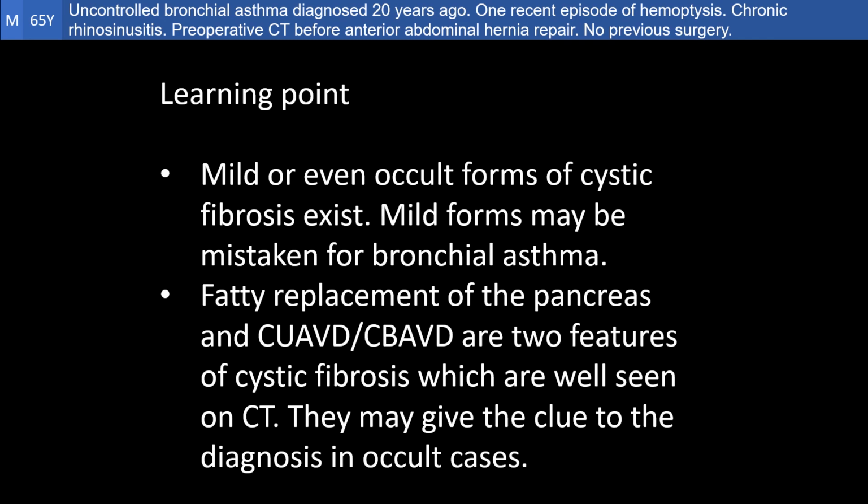These are our learning points. Cystic fibrosis is very well known as a disease of childhood, but mild or even occult forms of cystic fibrosis exist, and mild forms may be mistaken, as in this case, for bronchial asthma. Fatty replacement of the pancreas and congenital unilateral or bilateral absence of the vas deferens are two features of cystic fibrosis which are well seen on CT. They may give the clue to the diagnosis in occult cases.